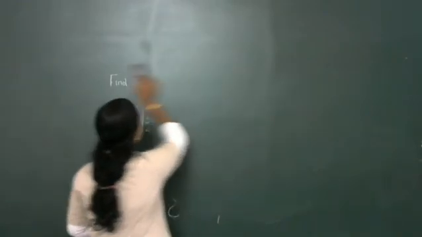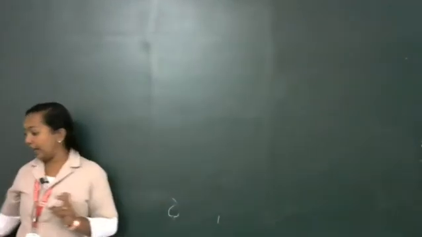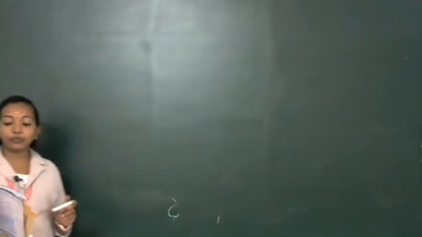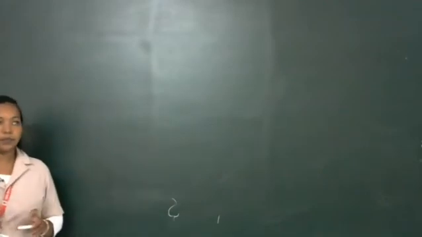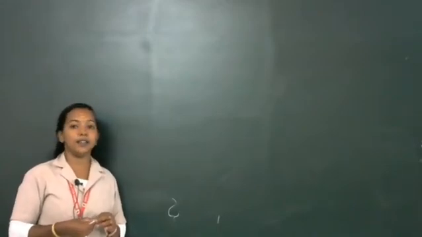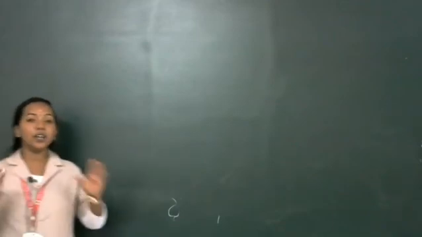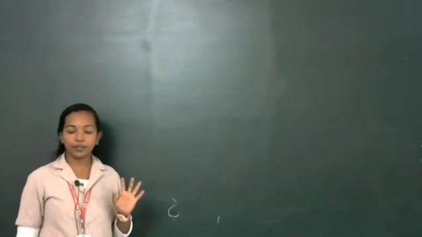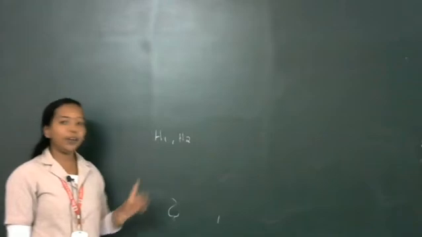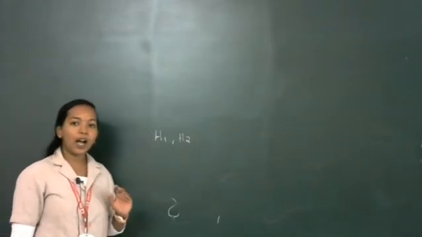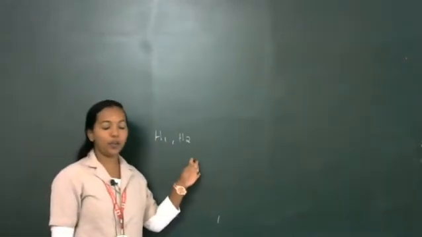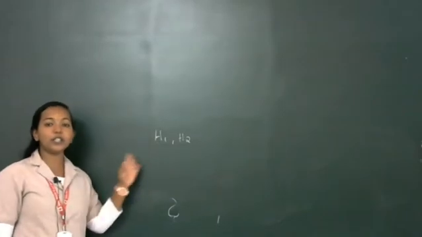The next question is, you want to create an algorithm and draw a flowchart to find the taller one among two students. Two students' heights are given, and you want to find out the taller student. That is the question. So two values are given, H1 and H2. H1 indicates the height of the first student, H2 the height of the second student. So we have two inputs, H1 and H2. Then you want to compare these two values.